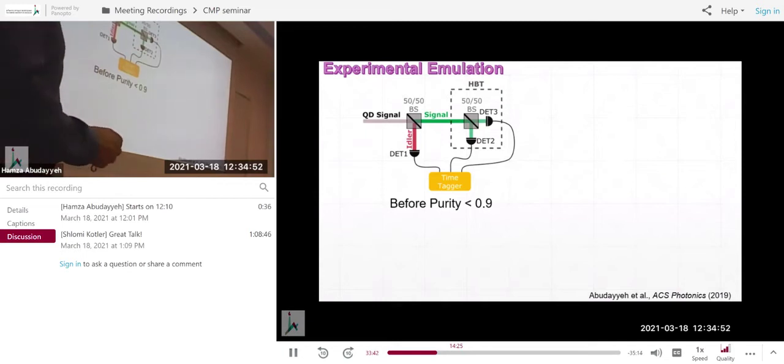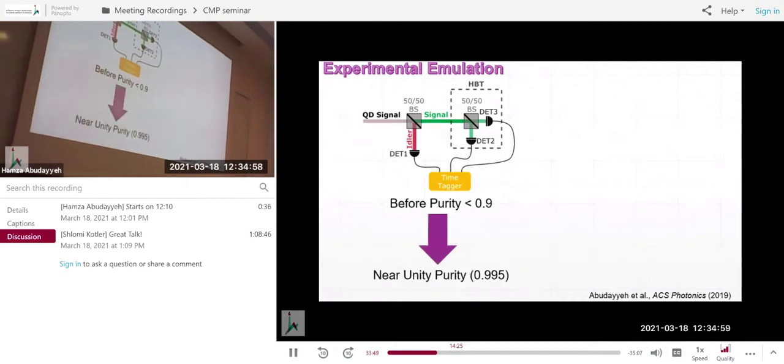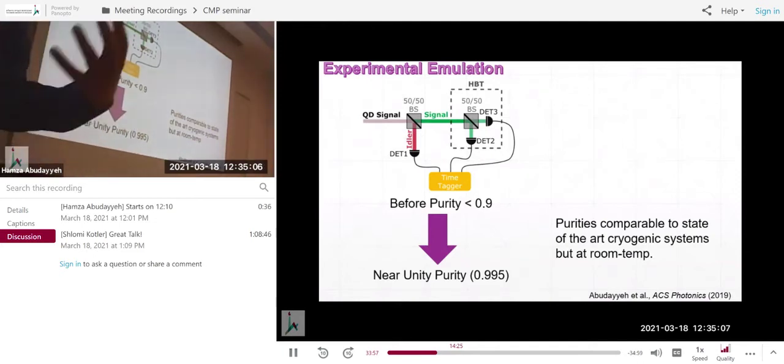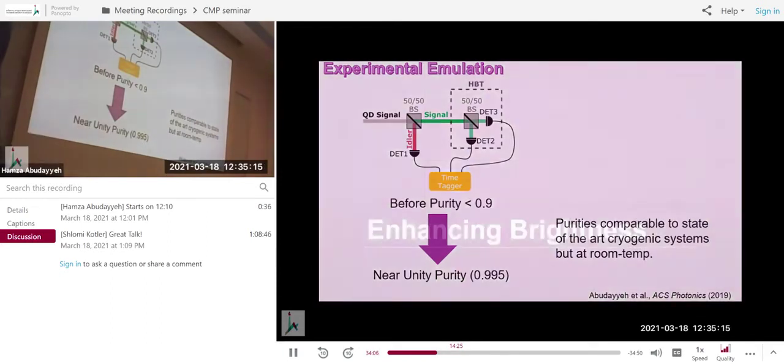So using this, we showed that we can increase the purity of this source, so the probability of getting a single photon, from less than 90% up to 99.5%. And these are very high purities comparable to state-of-the-art cryogenic sources, but at room temperature. Okay, so this is the main result about purity that I wanted to show. So this was the part of my talk about purification, how we purify these sources.